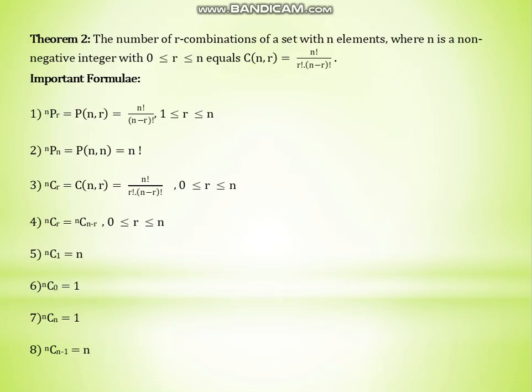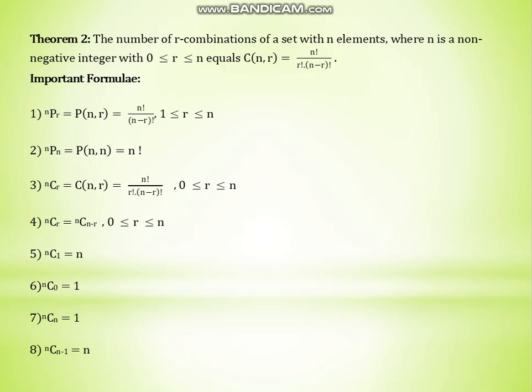Now there is one more theorem to discuss and the important formulas. The number of r-combinations of a set with n elements, where n is a non-negative integer, is n factorial upon r factorial into n minus r factorial. The important formulas, we can always use. The first one is nPr, which we have already seen, n factorial upon n minus r factorial. nPn means arranging n objects when the total objects are also n. So that is n factorial.